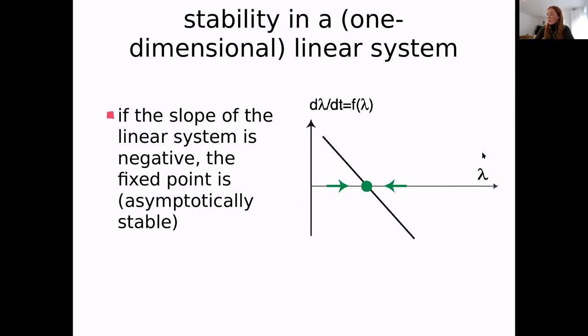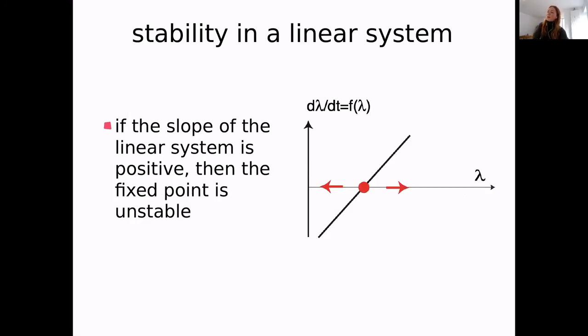Again, this is a phase plot, with our state lambda and its time derivative. It's a linear function. Now if the slope of this linear system is negative, the fixed point, which is the zero crossing, is asymptotically stable. We already analyzed this, because every state here has a negative time derivative and is driven to smaller values, and any state here has a positive time derivative and is driven to higher values. So this is the mental simulation you can do in your head when you see a phase plot.